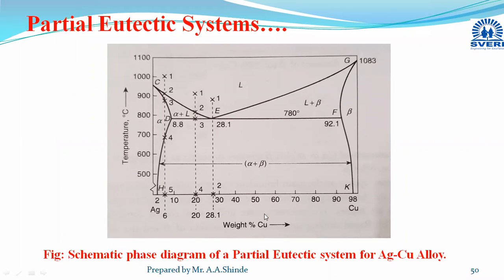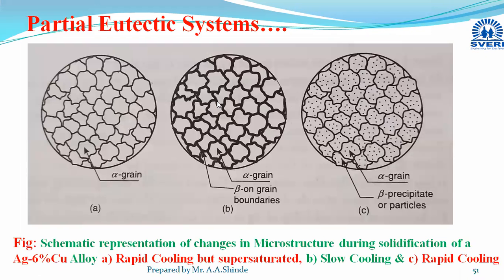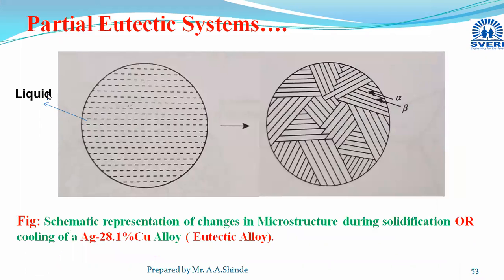And here you will get the hypereutectic region. Now only one curve will be there, exact eutectic composition. Okay, this will be the exact eutectic composition. And this is the diagram.